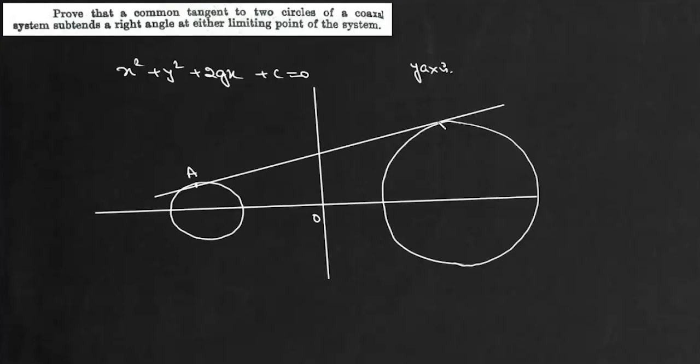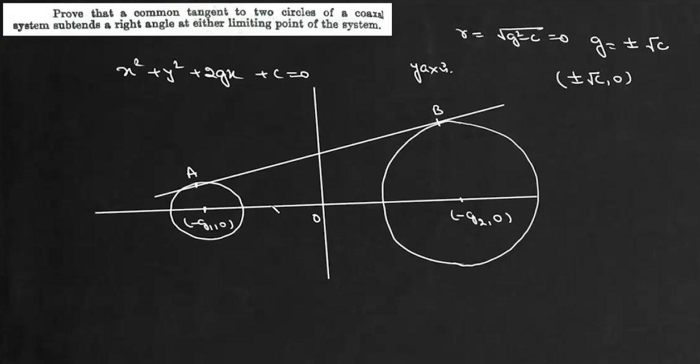And suppose the points of contact are A and B. Now we also have to find the limiting points. Now for this, the radius of the circle is under root g square minus c. And for limit points, the radius must be 0. So we get g equals plus or minus under root c. So the limit points are plus minus under root c comma 0. Now suppose the centers of the circles are at minus g1 comma 0 and minus g2 comma 0. Now let us take any one limit point, say this one, under root c comma 0. Now we have to prove that this tangent subtends a right angle at this limit point.